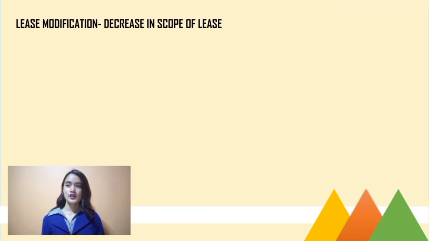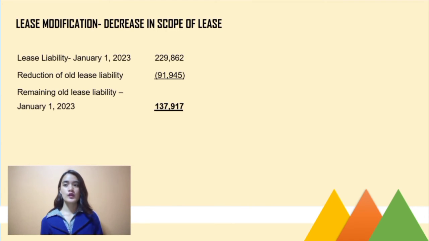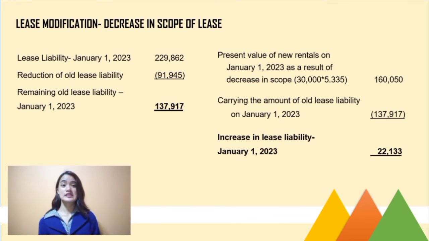Continuation tayo. For the lease liability on January 1, 2023, 229,862 pesos. Reduction of the lease liability, 91,945. So deducting those two, we will get the remaining old lease liability of 137,917 pesos. Para makuha natin whether nag-increase ba or nag-decrease si lease liability, kagaya pa rin ang ginawa natin on the previous topic.